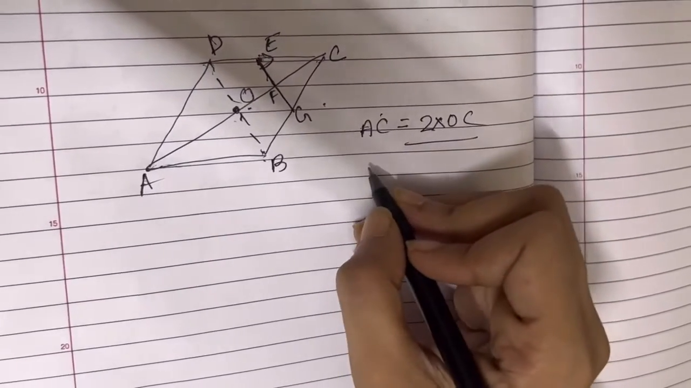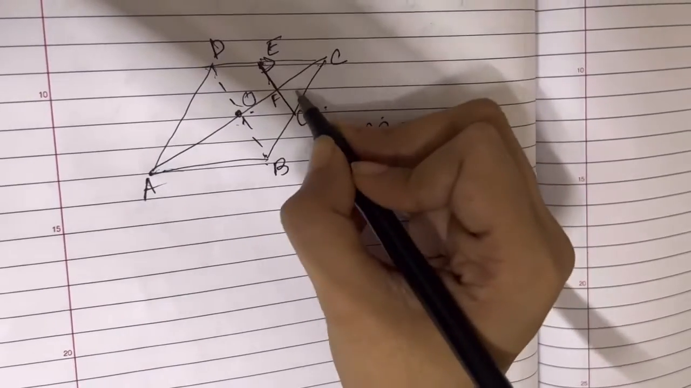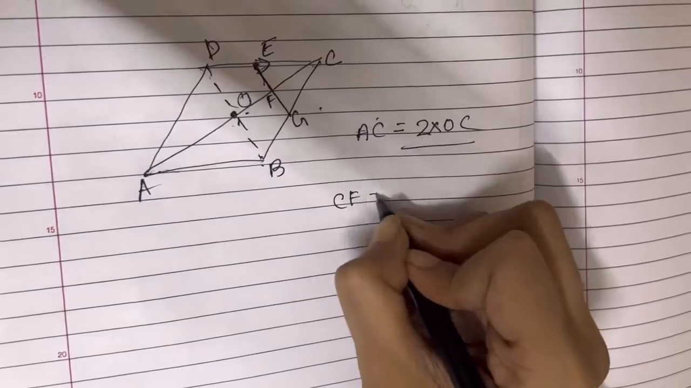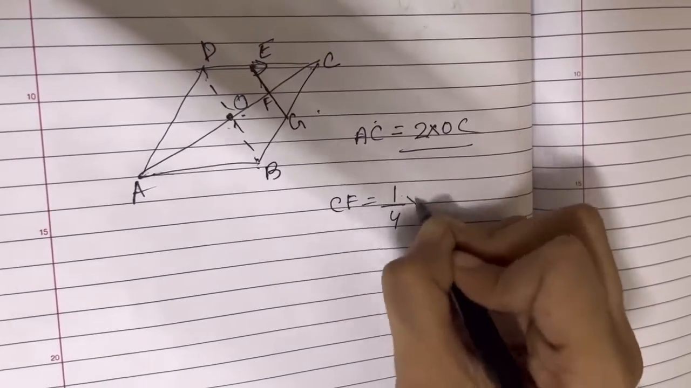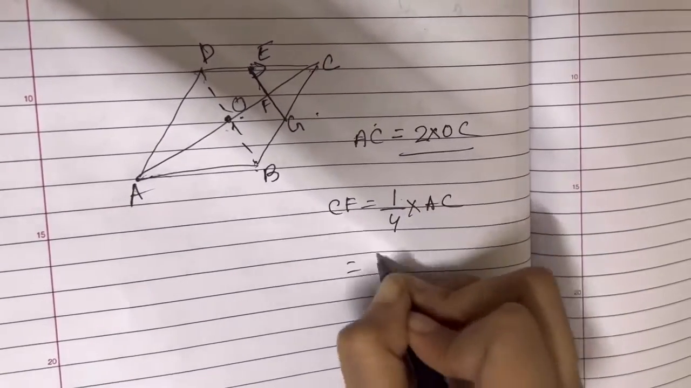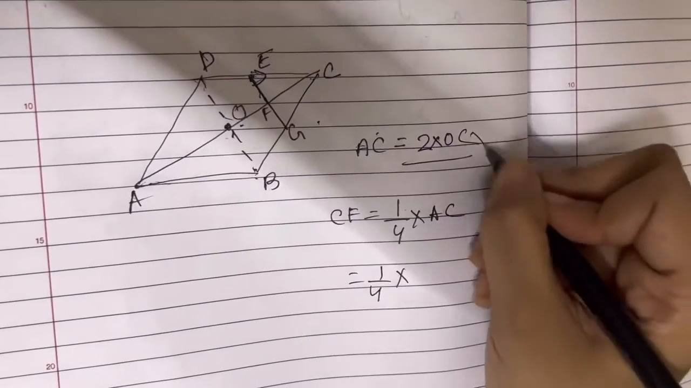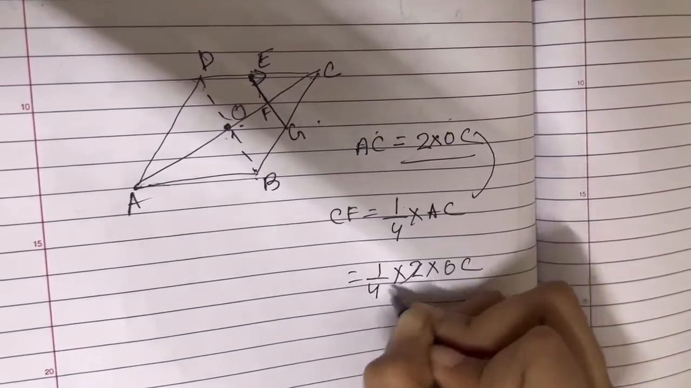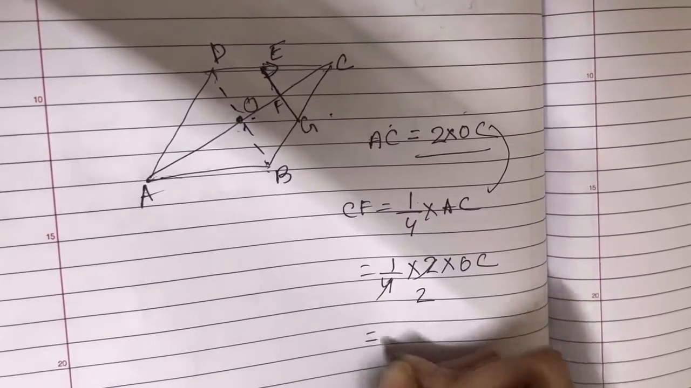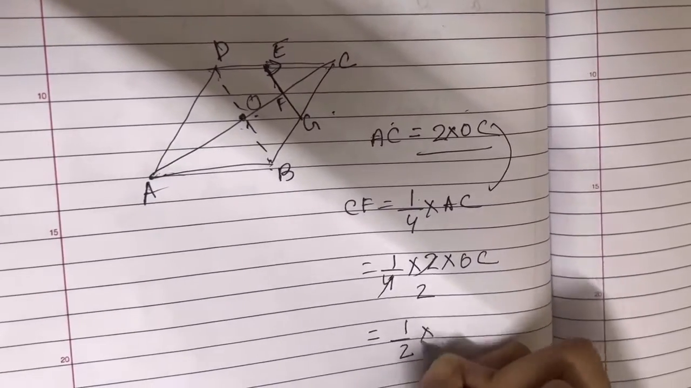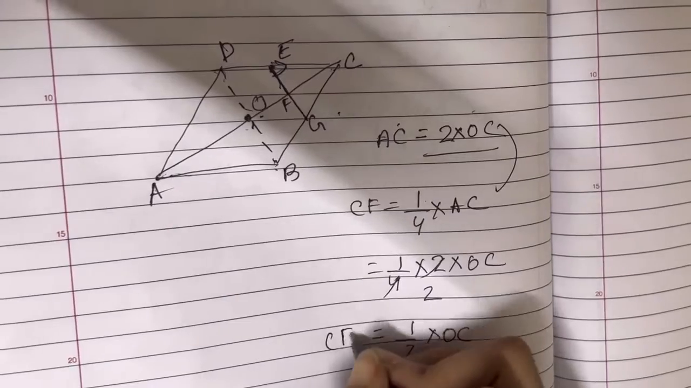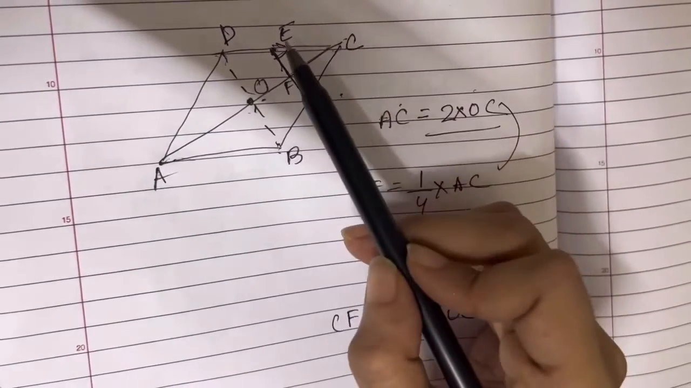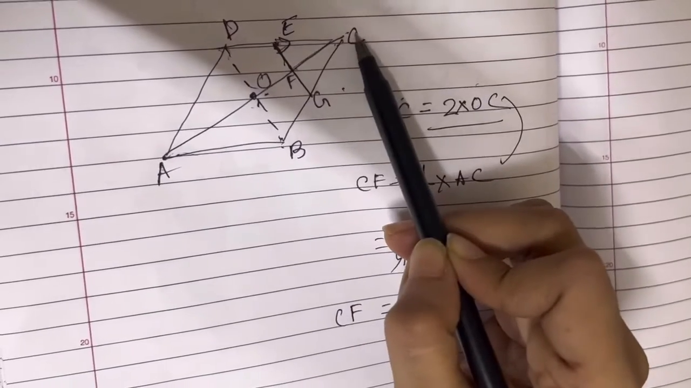And also there is the information that CF is 1/4 of AC. So, CF is 1/4 of AC, right? Which is equal to, instead of AC, I will just replace it by 2 OC, so 1/4 into 2 OC. So, what am I getting? Basically, I am getting CF as half OC, okay, and E is the midpoint of CD. This has already been given.